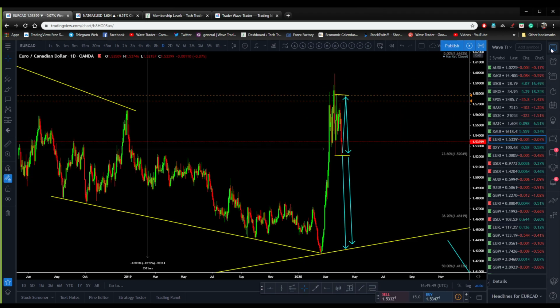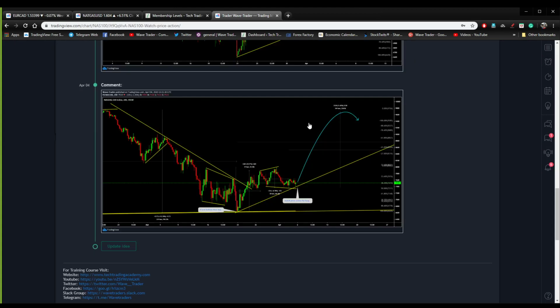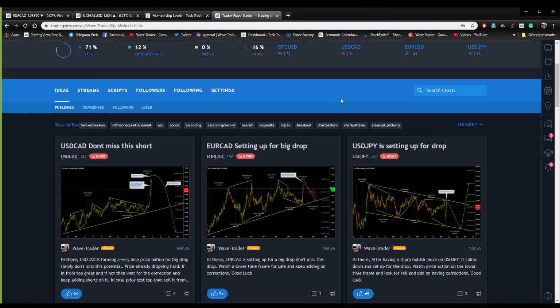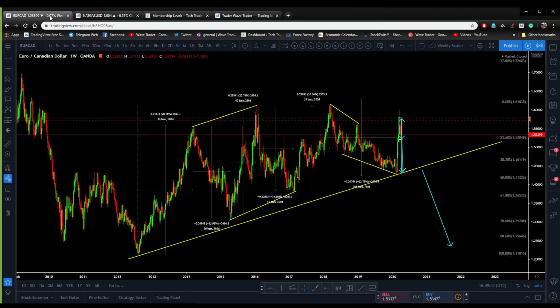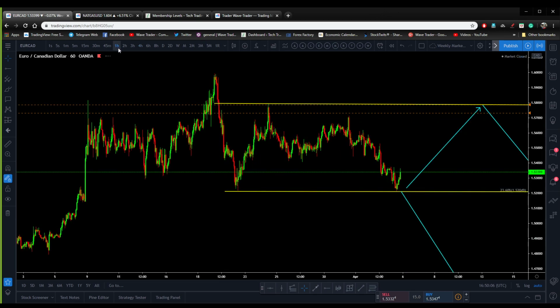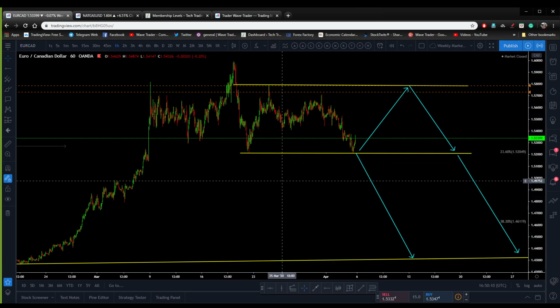So the Euro CAD weekly chart you have just seen there. Let's quickly look at that. So this chart, you have seen that chart. And let's look at the lower time frame straight away. So price is bouncing off from the previous bottom.